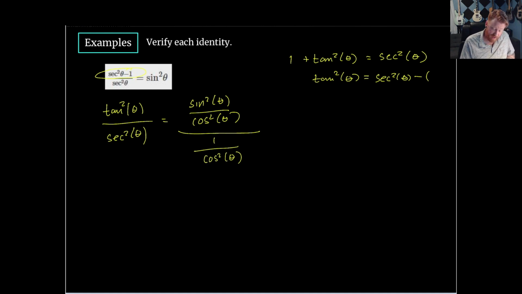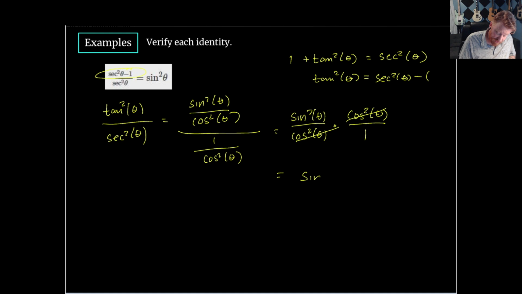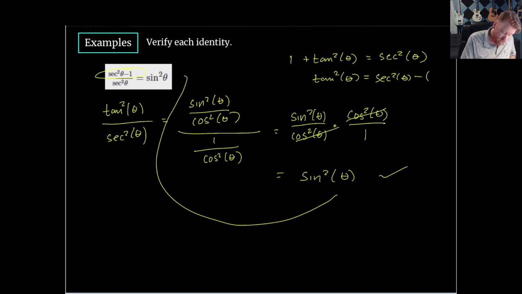Now I've got this complex fraction here. So I can rewrite this in terms of multiplication with sine squared theta over cosine squared theta times the reciprocal of our denominator, which is cosine squared theta over 1. Those cosine squared thetas cancel out, and we get sine squared theta, which is what we were trying to find this whole time. So we have verified this identity now, that the expression on the left is exactly the same as the expression on the right there.